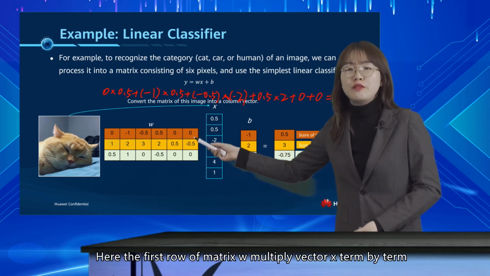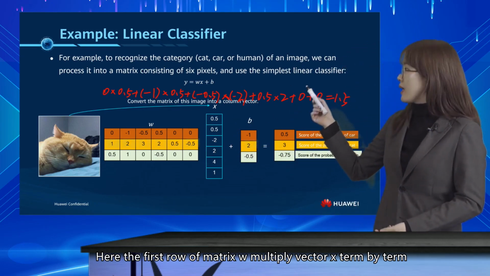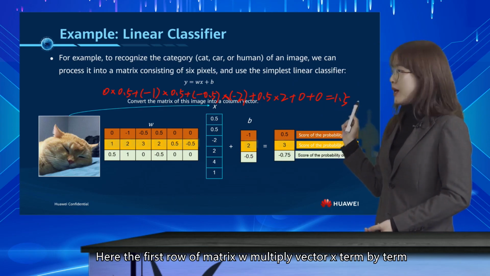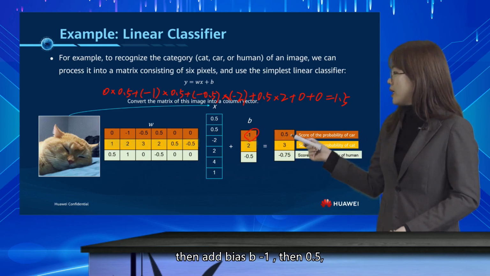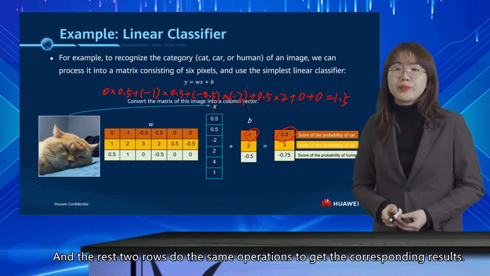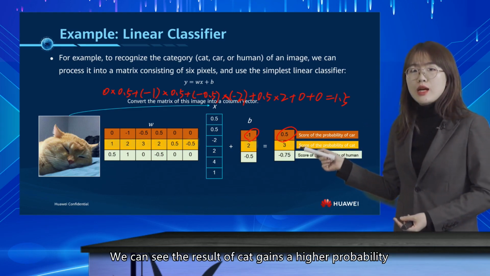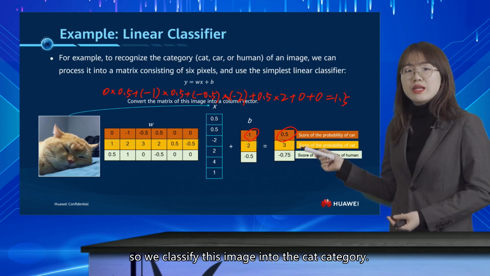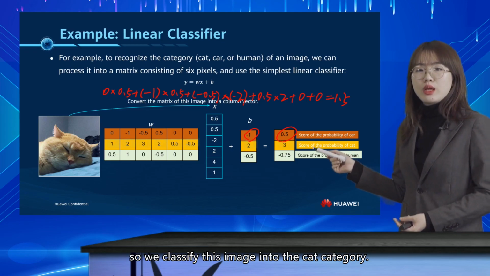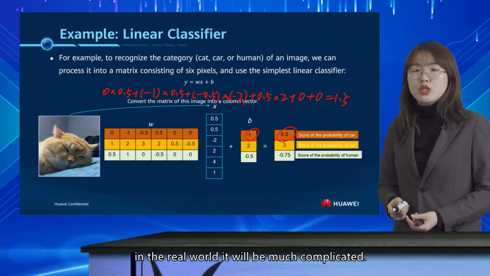Here, the first row of the matrix W multiplied with the vector x, element by element, we can get 1.5. Then we add the bias b, minus 1. Then we get 0.5. And the rest 2 rows do the same operations to get the corresponding results. We can see the result of the cat gains a higher probability, so we classify this image into the cat category. This is a simplified case because in the real world, it will be much more complicated.